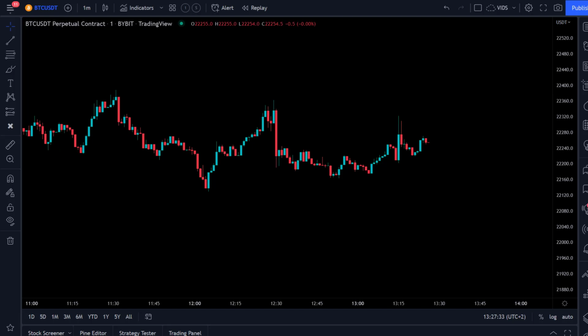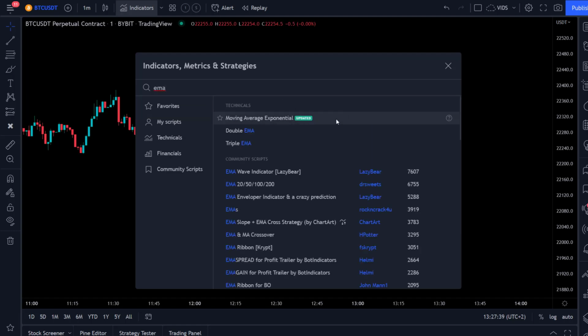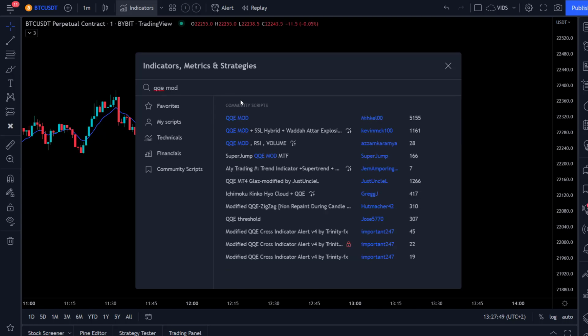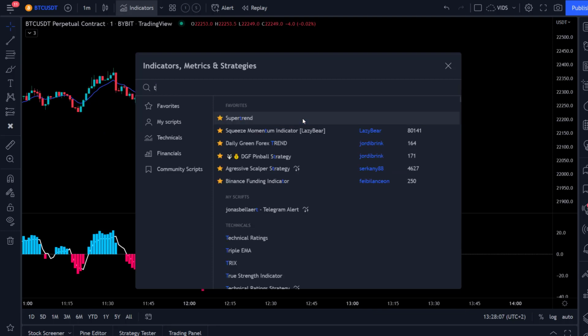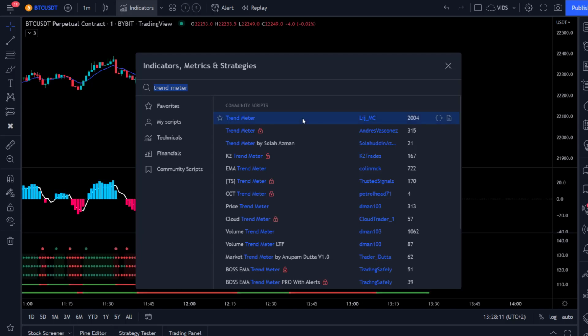Okay, for this strategy, we'll use 5 indicators. Go to the indicator section on TradingView and enter EMA. This is the exponential moving average. Click this 3 times since we want this indicator to be on our price 3 times. Next, look for the QQE mod indicator and click it once. Finally, we use the trend meter indicator. This one is also clicked once.